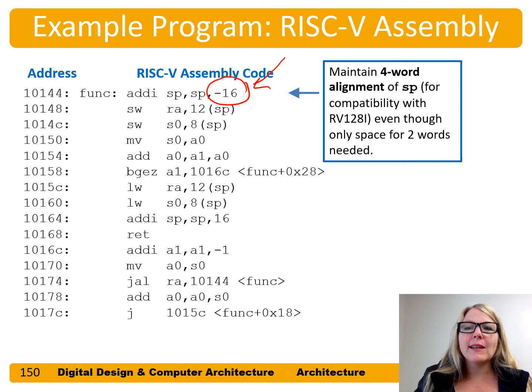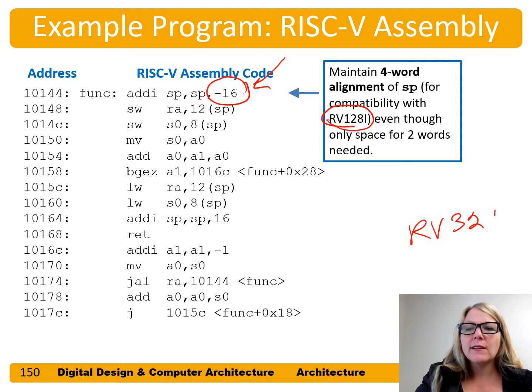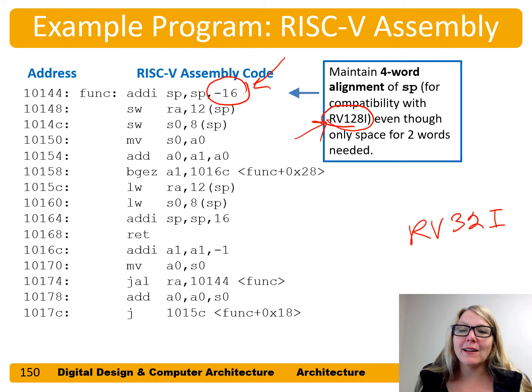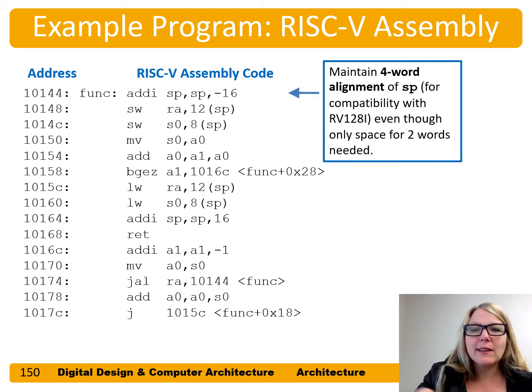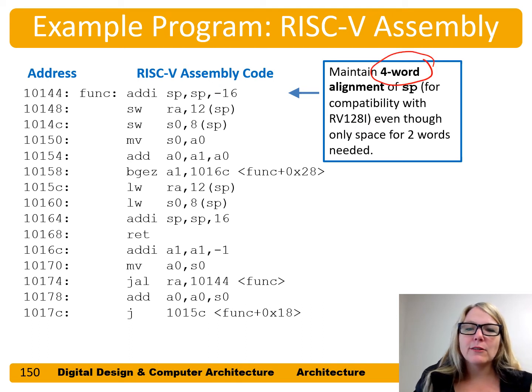And that is to maintain compatibility with RV128I. So what we're talking about is RV32I, operating on 32-bit data. But RV128I operates on 128-bit data, which requires 16 bytes per data value. And so to maintain compatibility with that, we decrement SP in 16-byte increments, so 16, 32, and so on.